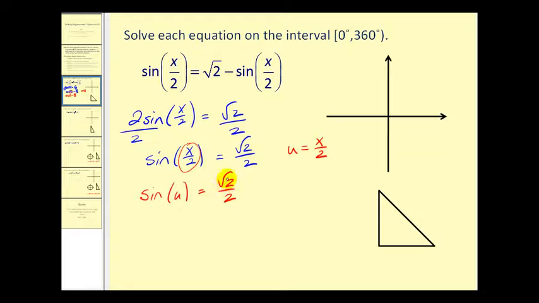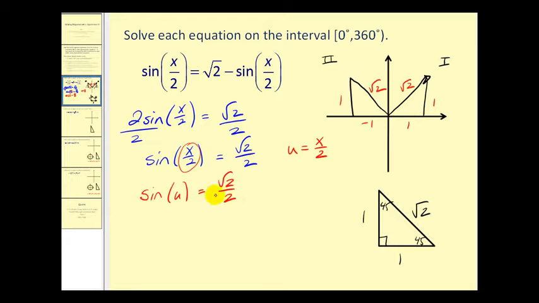A ratio of square root 2 over 2 should remind you of a 45-45-90 reference triangle. The sine of 45 degrees would be 1 over square root 2, which would rationalize to square root 2 over 2. So we have a reference angle of 45 degrees. The next thing we have to remember is that sine theta will be positive in the first and the second quadrant. So we have to sketch a reference angle of 45 degrees in the first quadrant and also the second quadrant. And let's go ahead and just label all these sides.